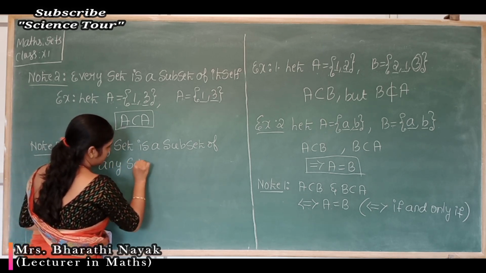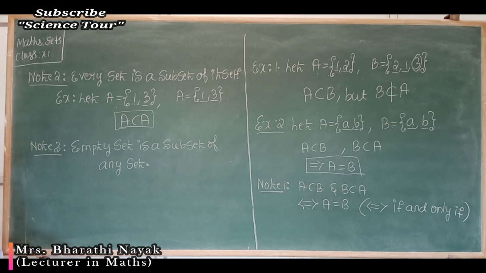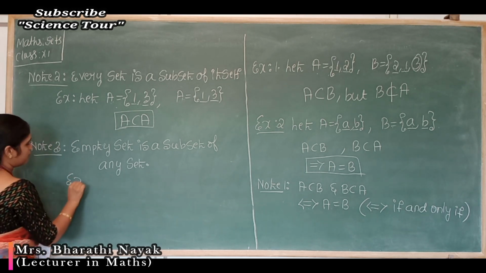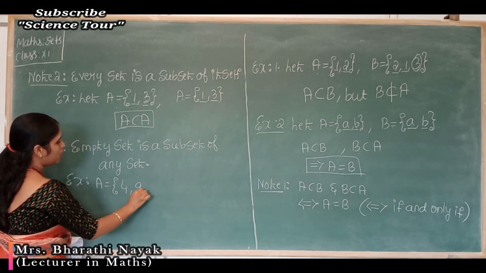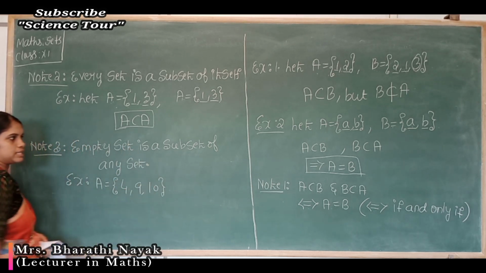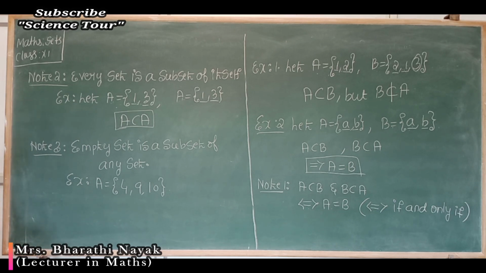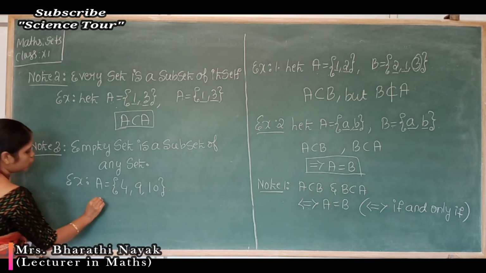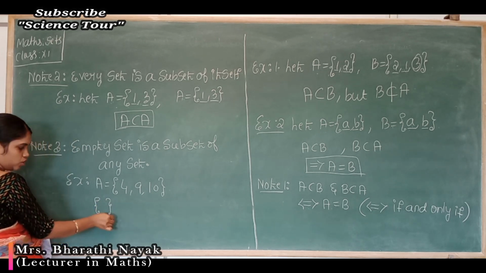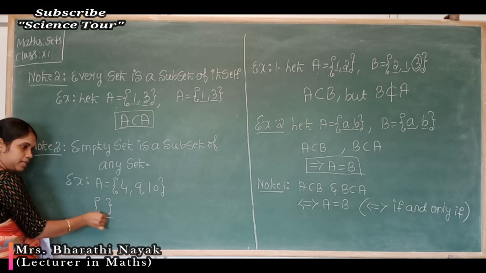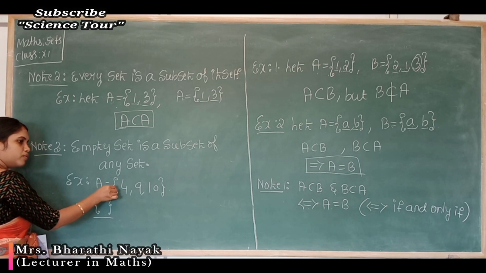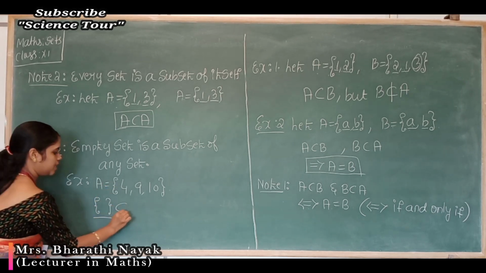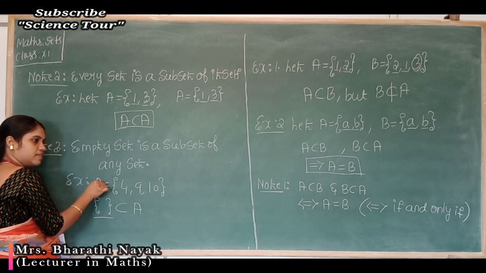Empty set is a subset of any set. Okay. So what is the meaning of this? For this also I will consider one example. Let set A is equal to {4, 9, 10}. Okay. See, empty set. What is the notation for the empty set? Okay. So your empty set is nothing but like this, isn't it? So this is a notation for the empty set. Now can you say this empty set is a subset of this given set A? Yes. Empty set is a subset of this given set A.